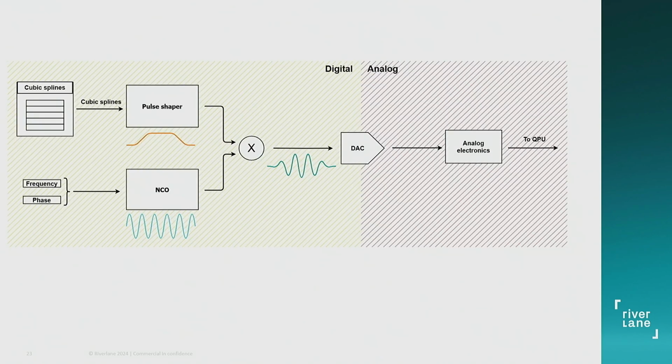And so the way that we implement this in the hardware is we store these cubic splines into a memory, and then we pass these cubic splines to a pulse shaper unit, whose job is to decompress this in real time, such that its output is basically a very good approximation of the initial amplitude profile, which we then mix with the pure sinusoidal wave coming from the numerically controlled oscillator, and then the signal is sent to the DAC, where it becomes an RF pulse.